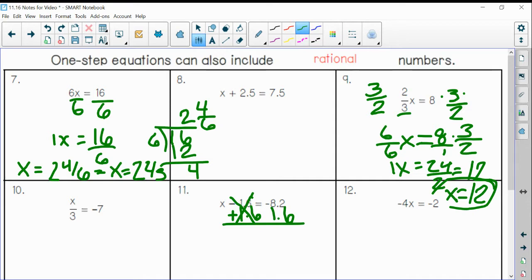So I have negative 8.2 plus 1.6, but because I'm adding a positive and a negative, we're actually going to subtract and keep the bigger sign. And on the left, I just have x left because minus 1.6 plus 1.6 cancels out to 0, and anything plus 0 is itself. So x is equal to whatever this is.